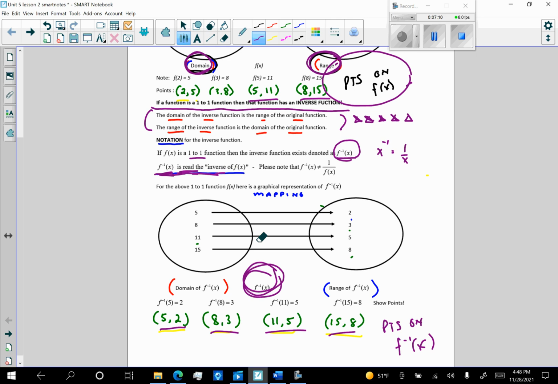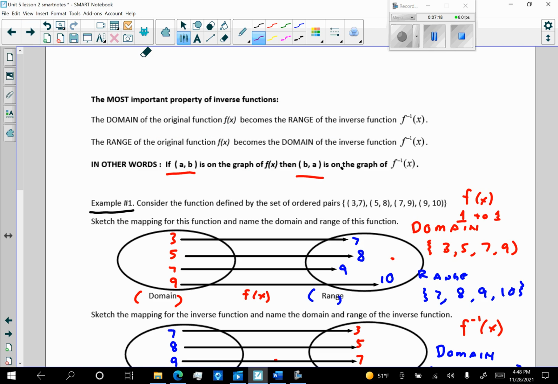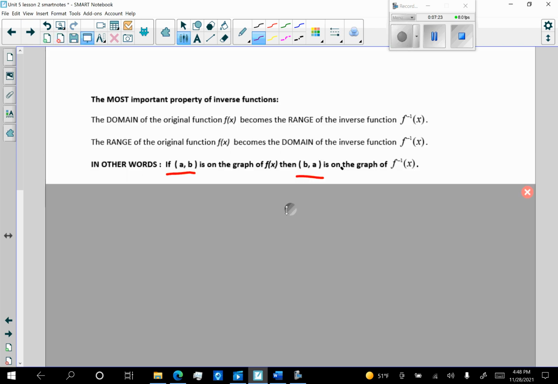Okay. Let's go to page 2. Here's the most important property of inverse functions. The domain of the original becomes the range of the inverse. The range of the original becomes the domain of the inverse. In other words, if this point (a, b) is on the graph of f of x, then (b, a) is on the graph of the inverse. That's very, very important.